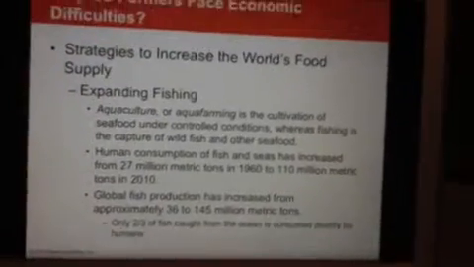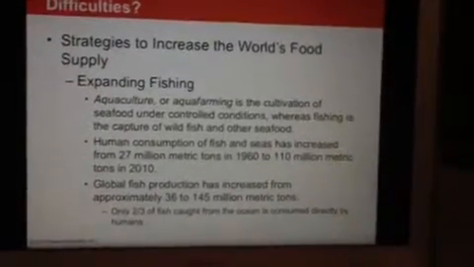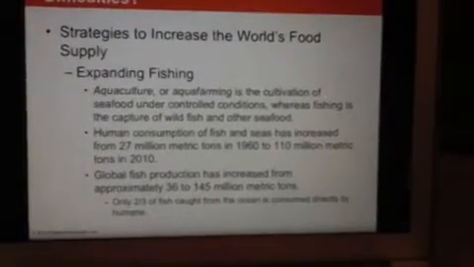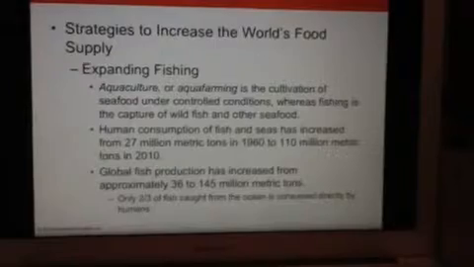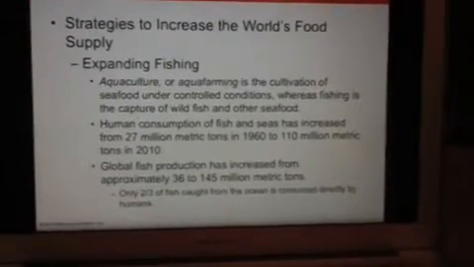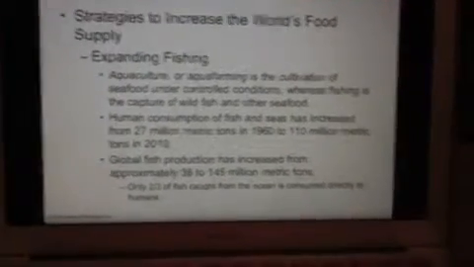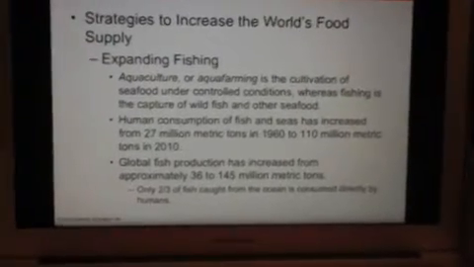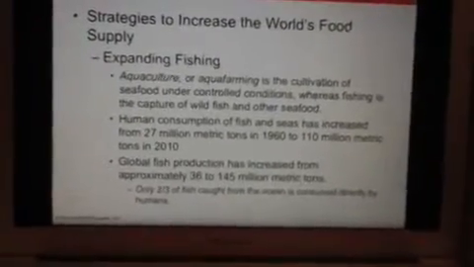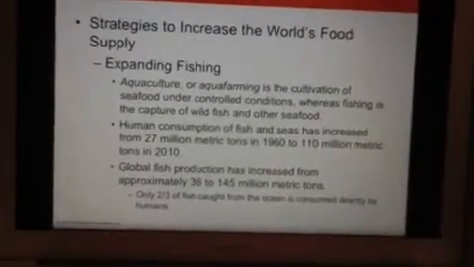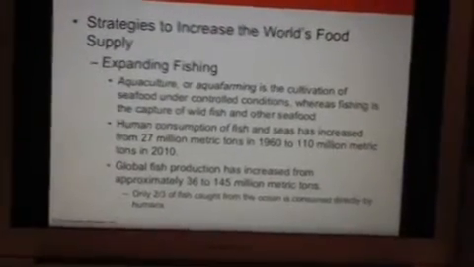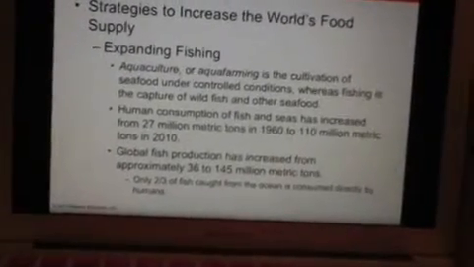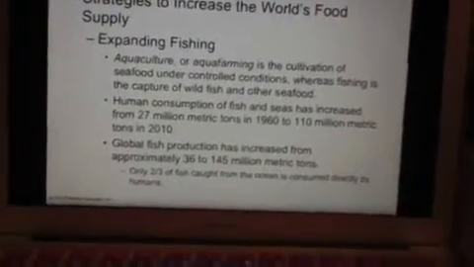And strategies to increase the world's food supply. The next one is expanding fishing. Aquaculture or aqua farming is the cultivation of seafood under controlled conditions, whereas fishing is the capture of wild fish and other seafood. Human consumption of fish and seafood has increased from 27 million metric tons in 1960 to 110 million metric tons in 2010. And global fish production has increased from approximately 36 to 145 million metric tons.